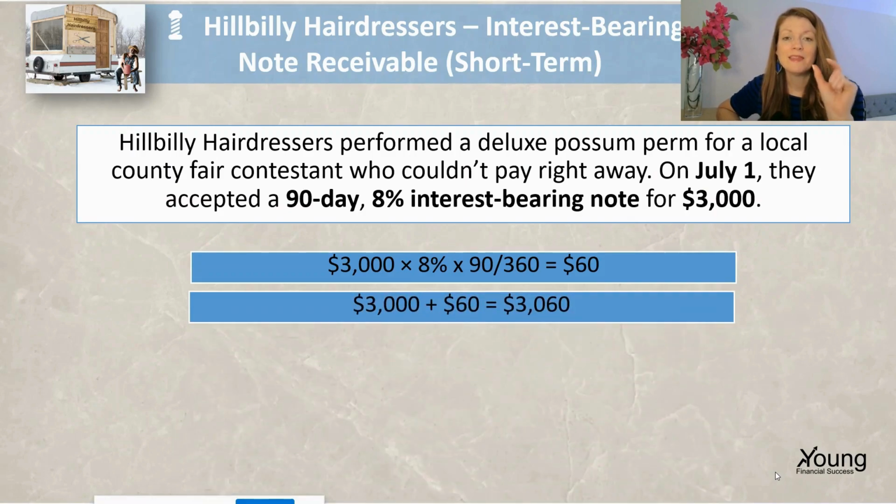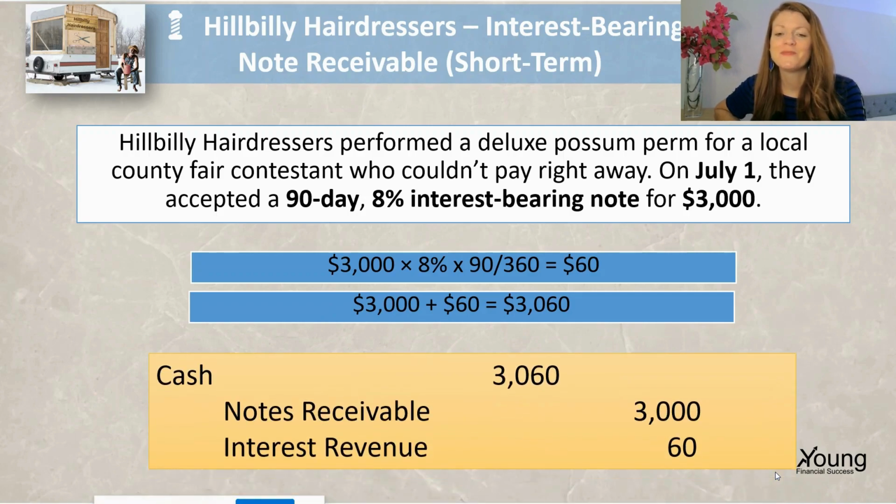So total, they'll pay the $60 in interest plus the $3,000 in principal. So they'll be paying back $3,060. The customer will be paying Hillbilly Hairdressers. So that means whenever the payment comes due, cash would come in to Hillbilly Hairdressers for $3,060. Then we would be getting rid of the notes receivable.